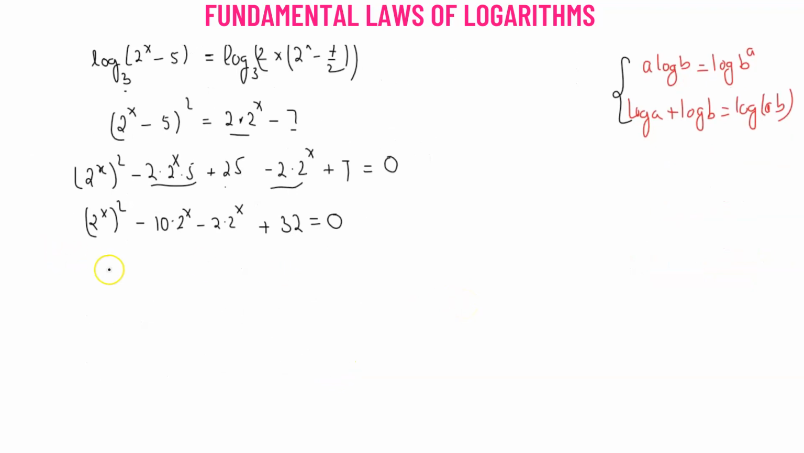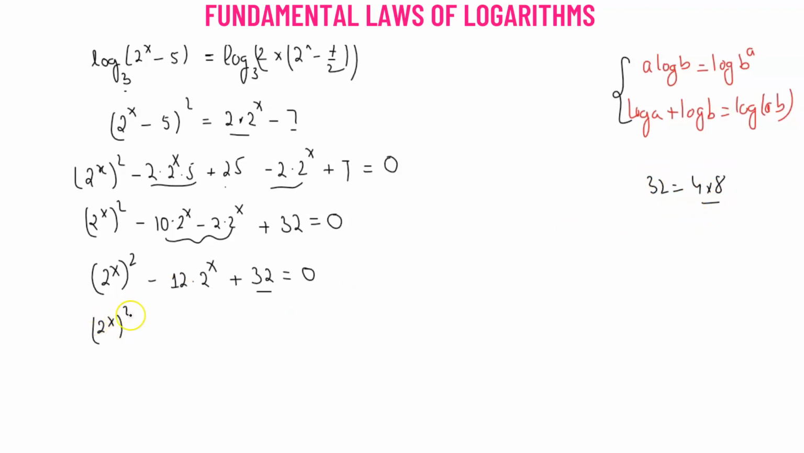So we have 2 raised to the power of x whole squared. These two terms are like terms, so they will get added to give us minus 12 times 2 raised to the power of x plus 32. Now our next task will be to factorize this given equation. Now we know that the factors of 32 are 4 times 8. So we can use these two factors to split the middle term.